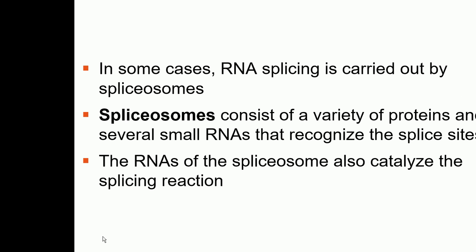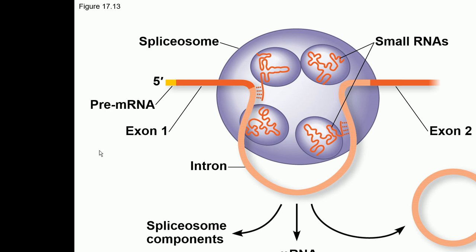As I said, I talked about RNA splicing, which takes place with the help of the spliceosome. What's a spliceosome? It's a complex which is made of RNA and proteins. So you can see this is a spliceosome, which is a complex of proteins. So this is a protein, and this is a complex of RNA and proteins.